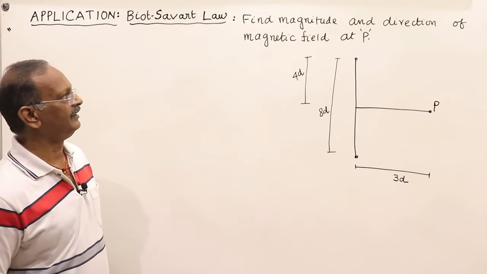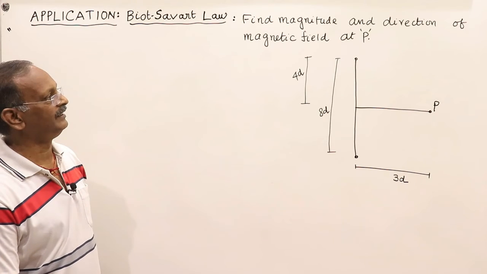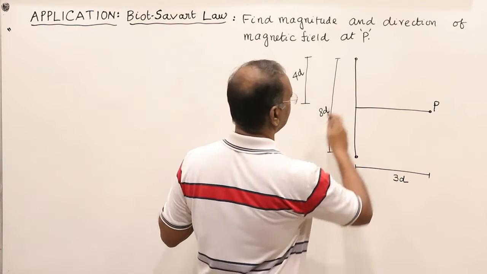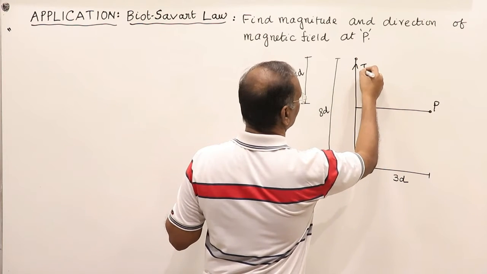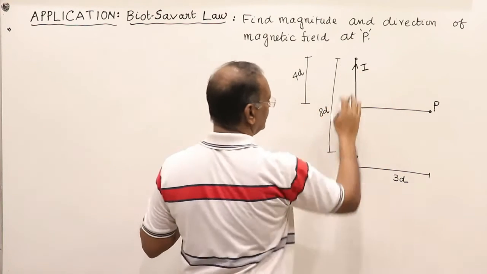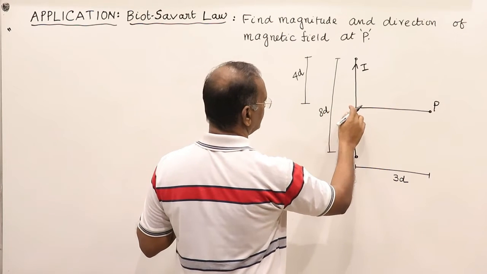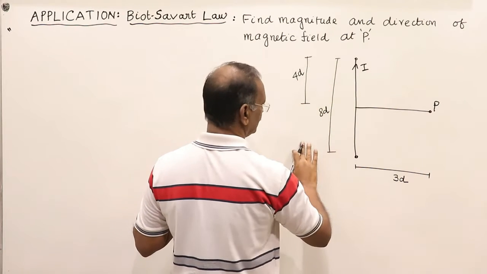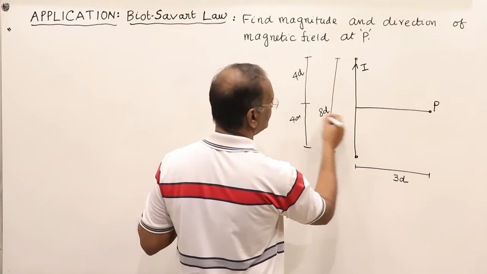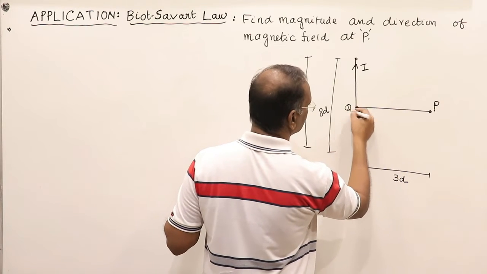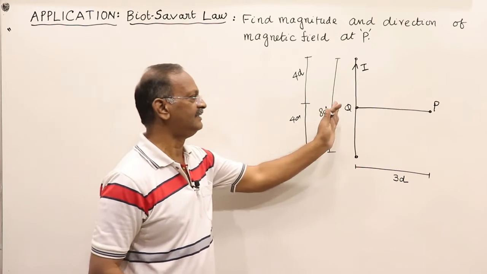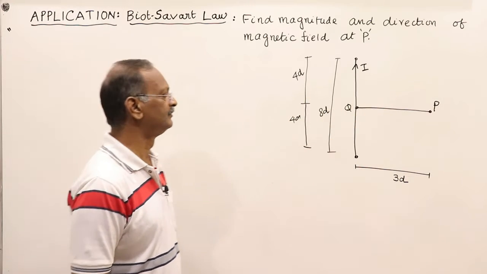Find the magnitude of the magnetic field and the direction of the magnetic field at P due to this wire, where I is the current. The distance from here to here is 8d, and this point is 4d from here. Obviously 8d means this will be 4d. It means this point, this is Q, is located exactly at its center, the bisector of the line joining.